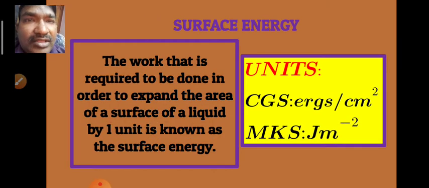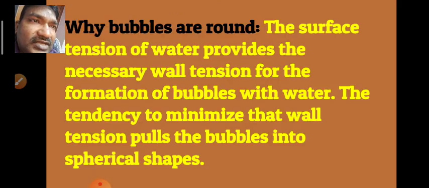Now we go for another concept, that is the surface energy or the surface tension. First of all we observe an example for the surface energy, then after we go for the definitions. So look here, we observe the water liquid droplets in the spherical shape. Now look here, the surface tension of water provides the necessary wall tension for the formation of bubbles with water. The tendency to minimize, look here.